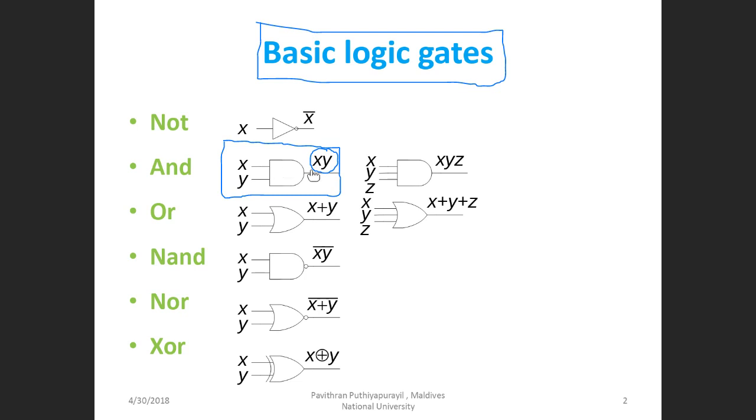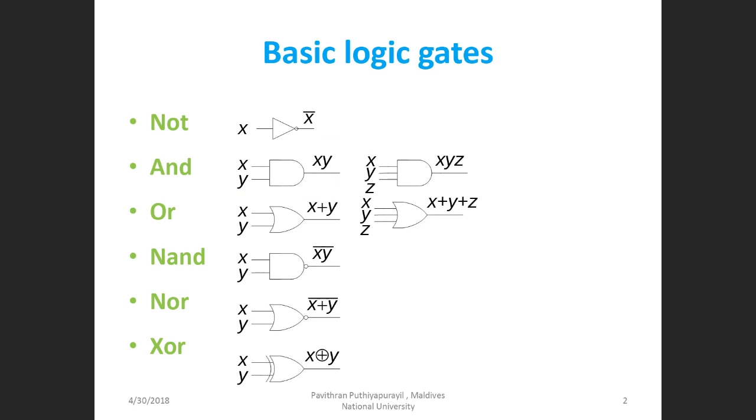Here you can see x y z, you are getting x y z in the output, that means x into y into z. Okay, and similarly OR gate means it is addition. OR gate means addition, two input OR gate and three input OR gate. It is shown here, x plus y, and then if you are using three inputs, then you are getting x plus y plus z.